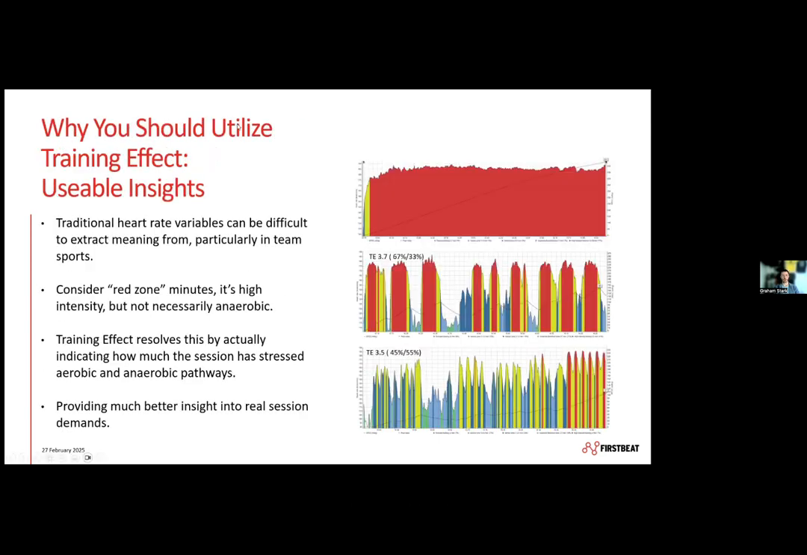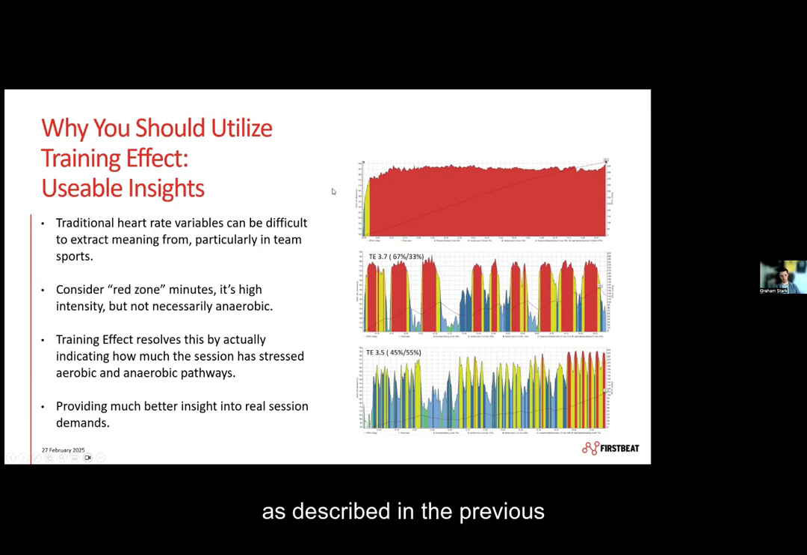So in terms of why I think you should use this, it actually makes the data a lot more usable in real life settings. Traditional heart rate based stuff, like time in zones, particularly in team sports, can be quite hard to get meaningful data from. High intensity is typically taken as your higher red zone minutes, so depending on the platform, that might be anything above 90% or anything above 85%.